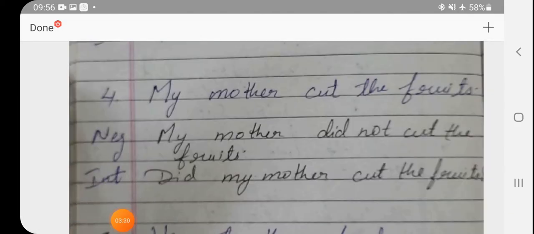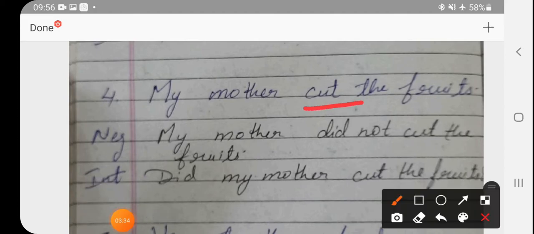Now the next sentence is my mother cut the fruits. The three forms of cut are cut only, it doesn't change. The three forms of cut are the same, students. So when you convert the sentence into negative, it will become my mother did not cut the fruits. Cut stays as it is because all three forms are the same. And when you convert the same sentence into interrogative, it will become did my mother cut the fruits?